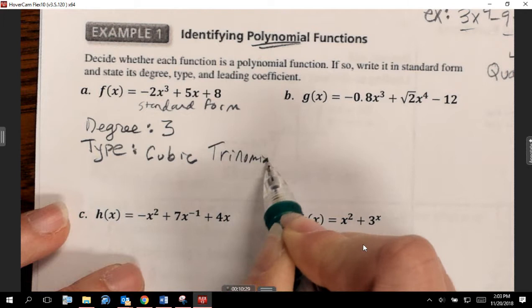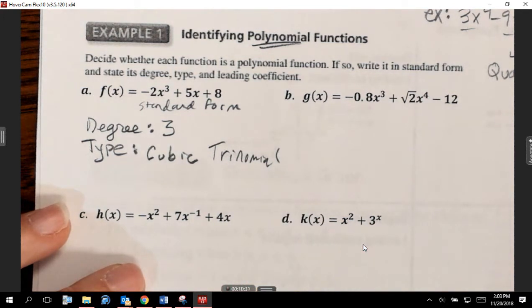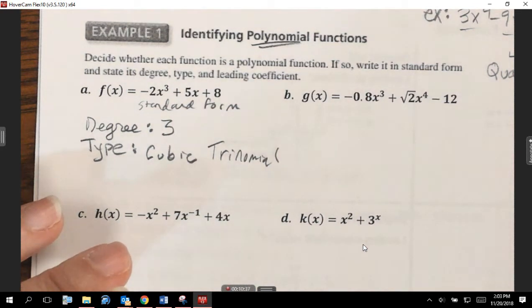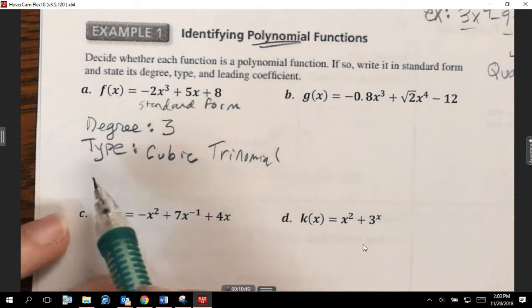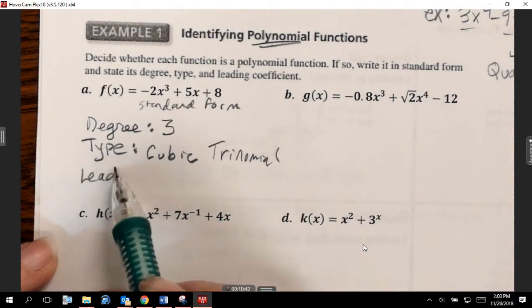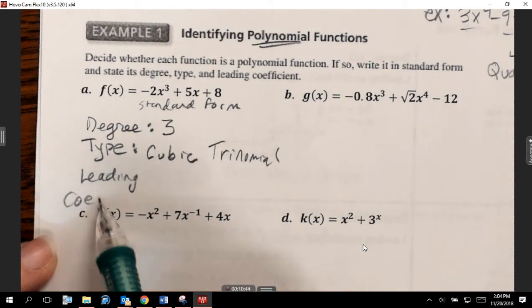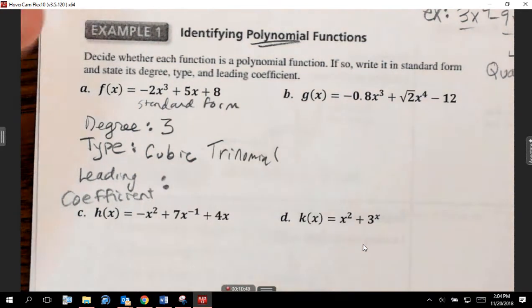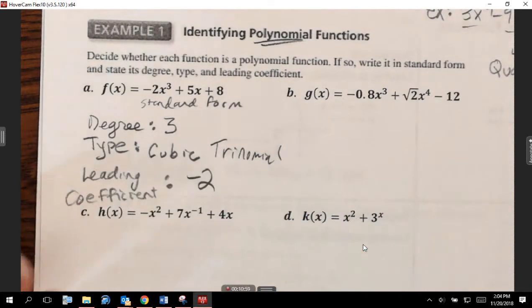So those are different things. They have different names. The degree does not have anything to do with the number of terms and vice versa. And then the leading coefficient is, when it's in standard form, the very first coefficient, the very first number on the term that has the degree. What is it? -2. Okay. It's easy stuff.